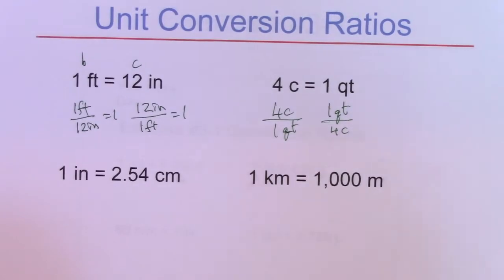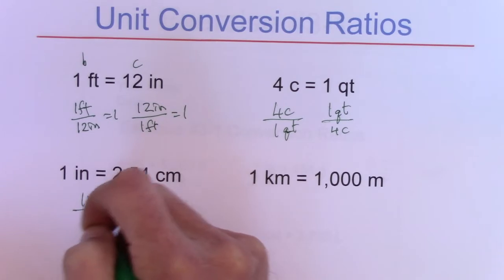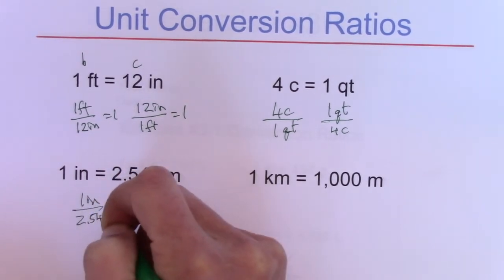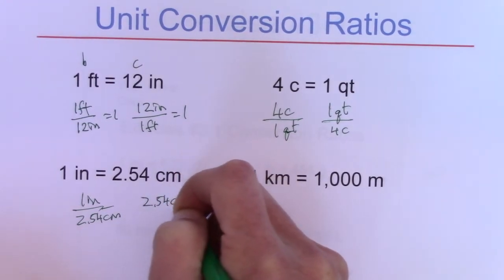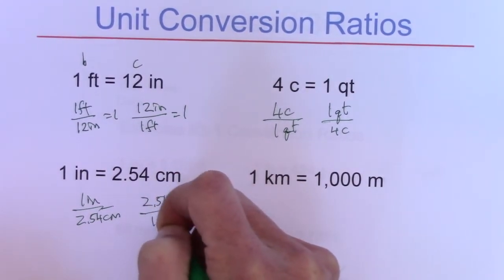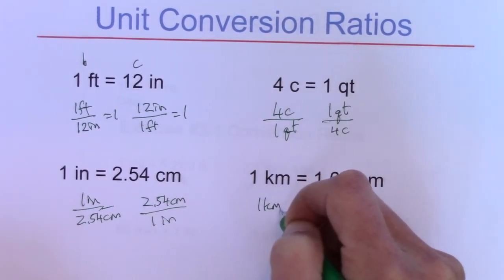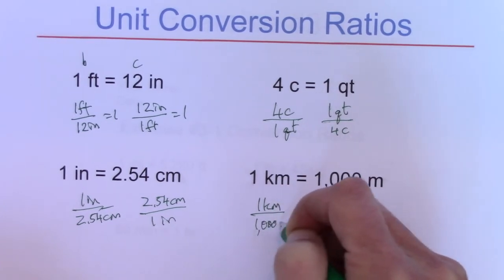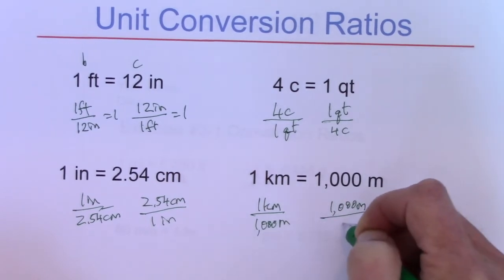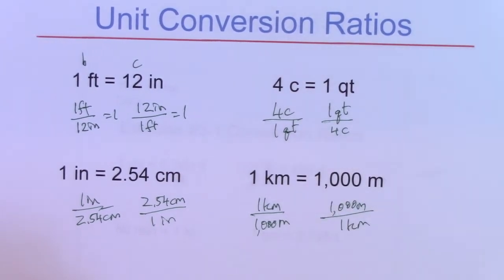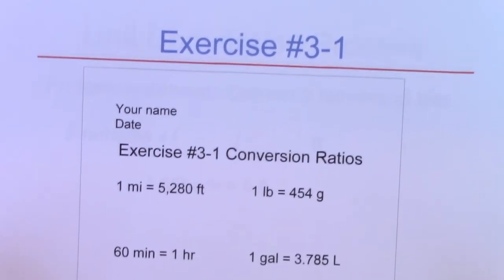Down here we have 1 inch equals 2.54 centimeters. So we can say 1 inch over 2.54 cm is equal to 1, or 2.54 cm over 1 inch is equal to 1. Similarly, we can say 1 km, kilometer, over 1,000 meters is equal to 1, and 1,000 meters over 1 km is equal to 1. So let's get some practice doing that.